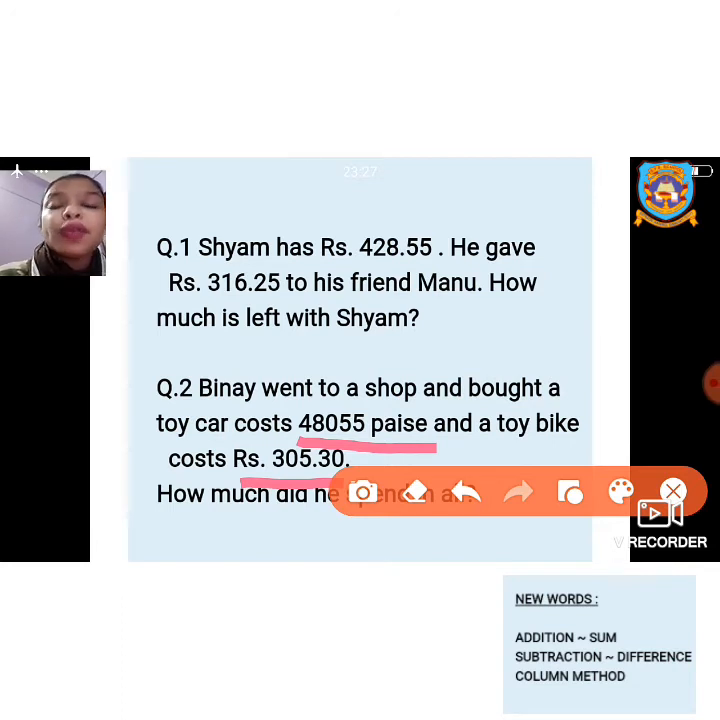So we know when we have to calculate money, both the amounts should be in the same unit. So either you can convert both into paise, or convert the second amount into rupees and the first one into rupees. Okay, and then you can find out the total.